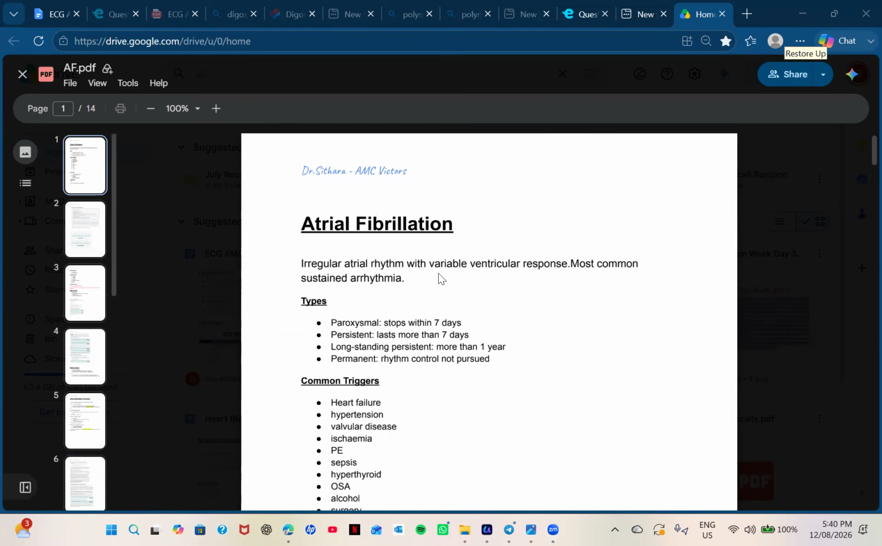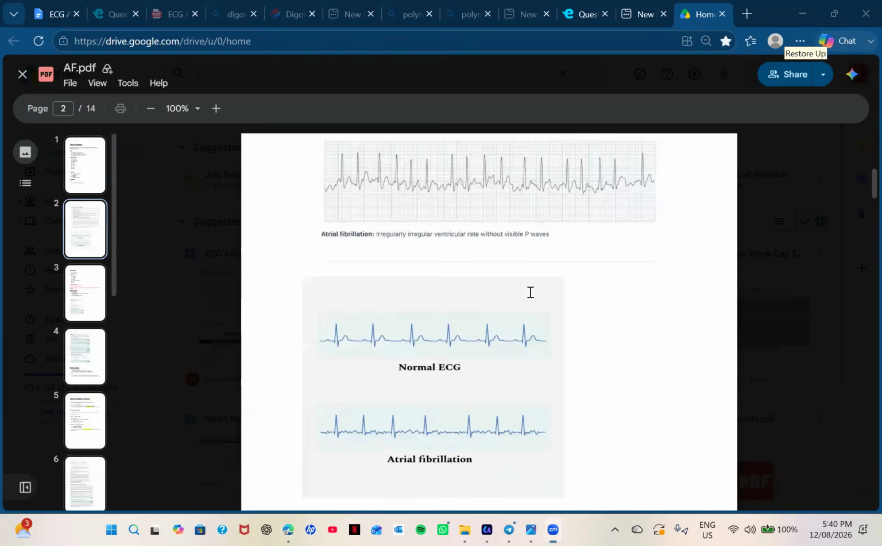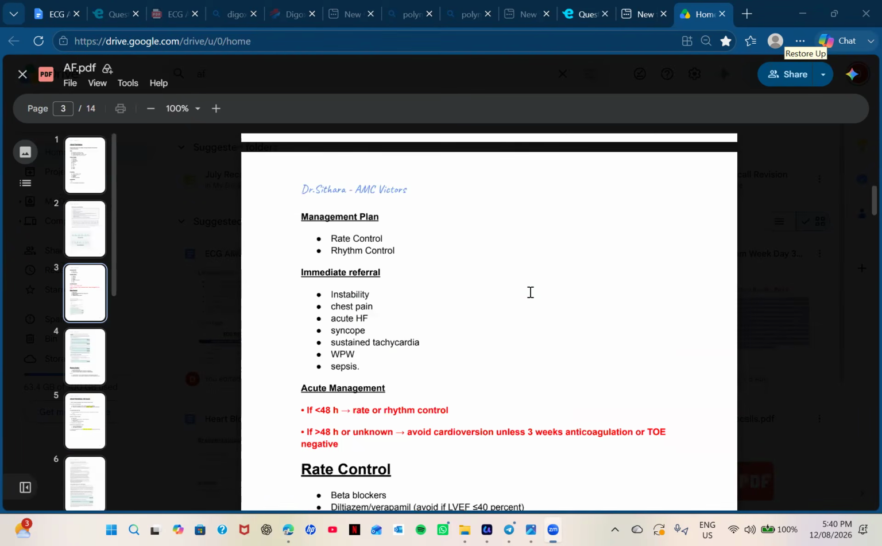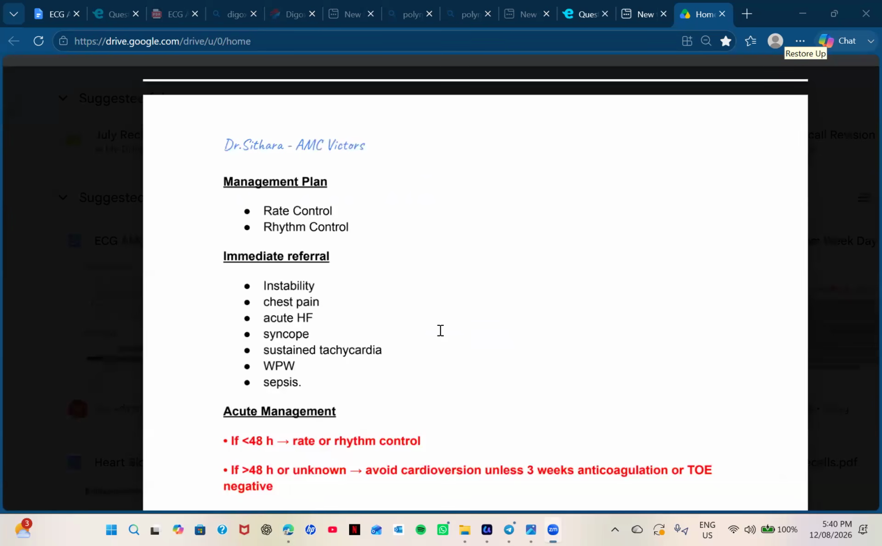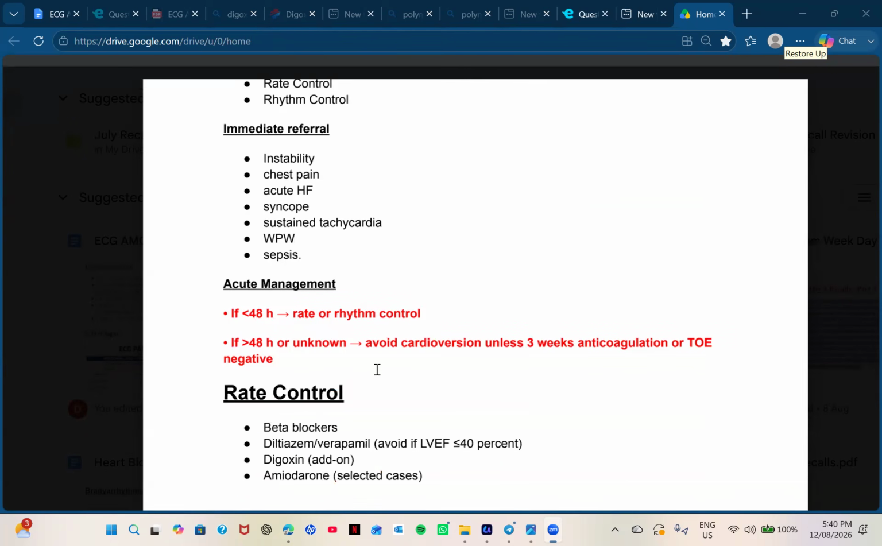Tell me how we should manage atrial fibrillation. We have a management plan, right? We need to control the rate as well as the rhythm, right? We have rate control and rhythm control. Okay, so what is the acute management? If the presentation is less than 48 hours, you have to do rate or rhythm control, right? Rate or rhythm, it depends.